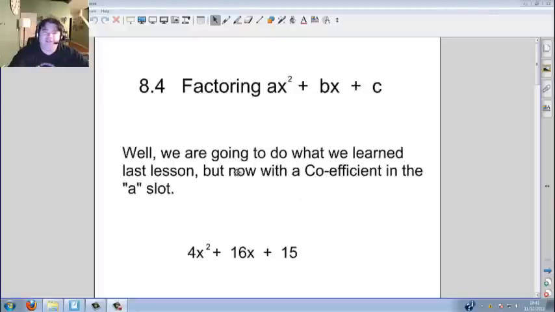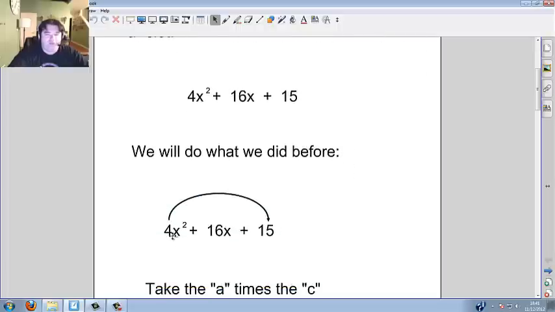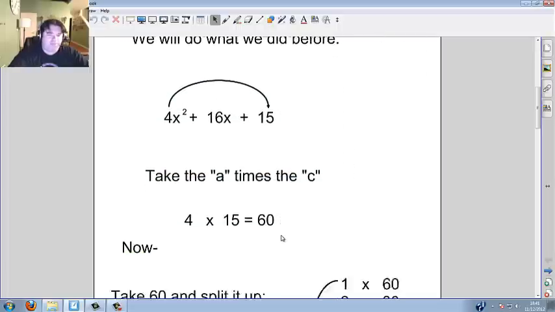Now, at least we're going to do what we've learned last lesson, but now with the coefficient in the a slot. Remember, ax squared plus bx plus c. Well, now I have a number in front of the x squared, but it's still the same procedure. Take that number times the c. So 4 times 15, you figure, okay, that's 60. No big deal there. So 4 times 15 makes 60.